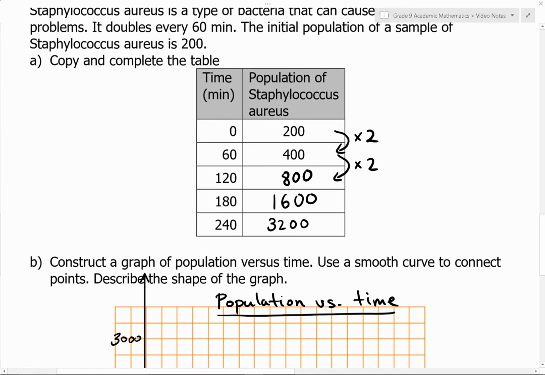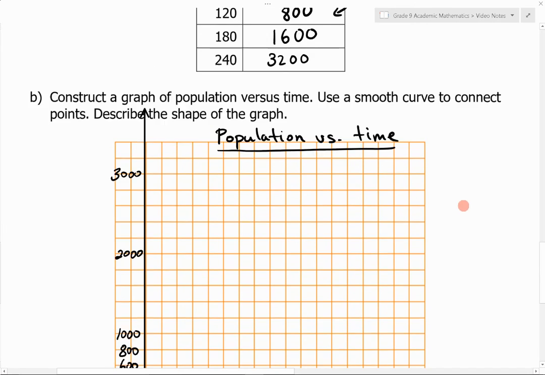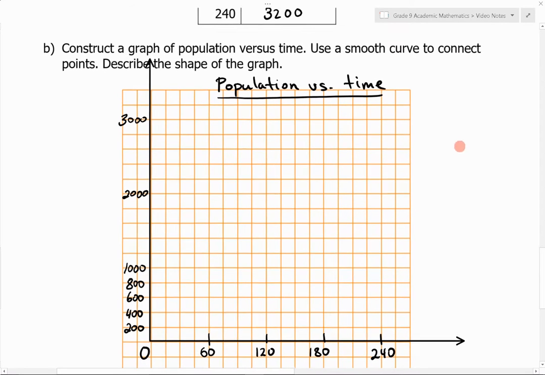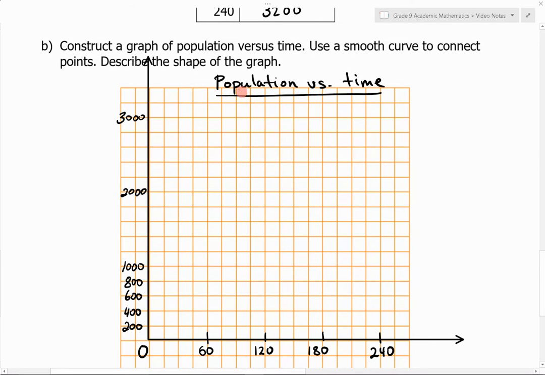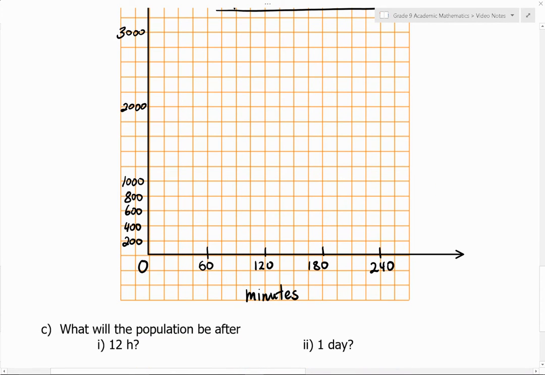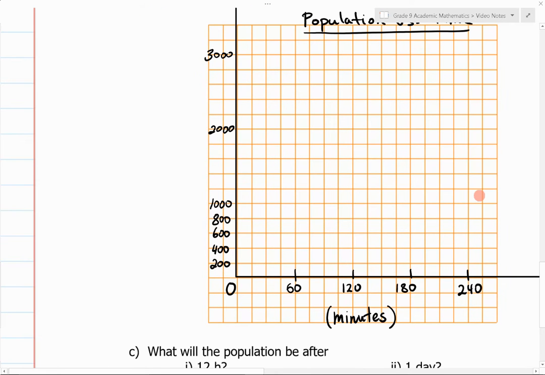All right, so let's construct the graph of the population versus time. Use a smooth curve to connect the points. Describe the shape of the graph. Here I have a grid, already pre-filled. When you're drawing a graph, population versus time, you always have to include your title, and label your x and y axis. My x axis has minutes, and my y axis has the population.